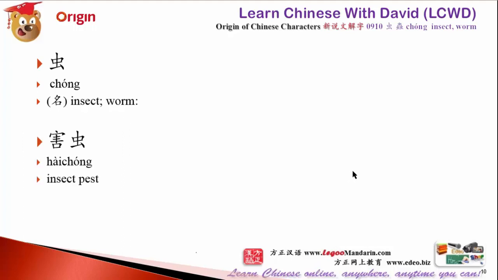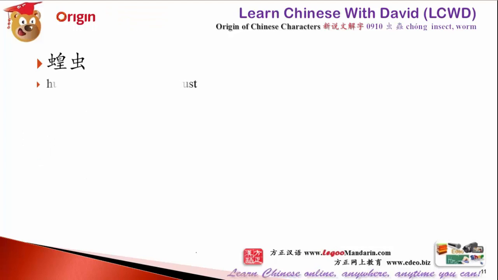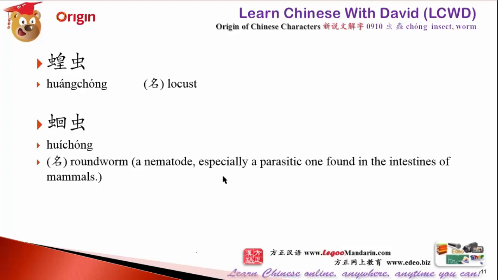Hai chong, hai means harmful, so insect pest. A good one is called yi chong. Huang chong, the doctors say hui chong, the roundworm, especially grows up in the human body. In China, many kids have this because they play in the soil, then get the insect, then it grows inside your intestine. So don't play with dirty things before eating. Must wash your hands.